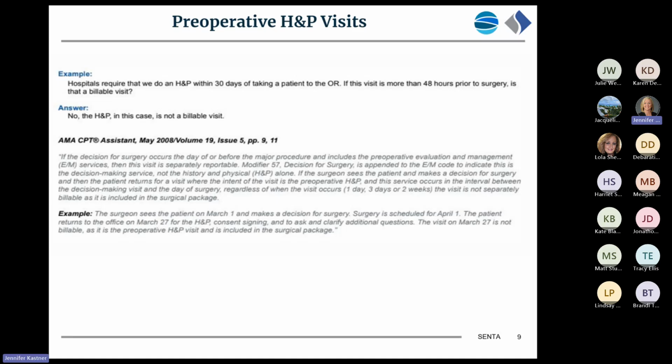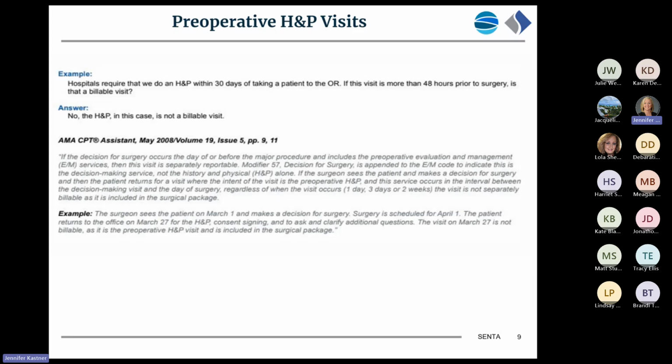It's able to be billed to say that this isn't just a history and physical visit. If the surgeon sees the patient and makes a decision for surgery, and then the patient returns for a visit where the intent of the visit is the pre-op H&P, and the service occurs in the interval between the decision-making visit and the day of the surgery, regardless of when the visit occurs, whether it's 1 day, 3 days, or 2 weeks, this visit is not separately billable as it's included in the surgical package.